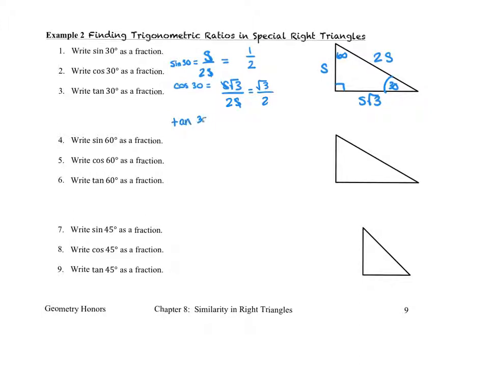Okay, tangent of 30. Tangent of 30 is opposite over adjacent. s over s radical 3. The s's cancel and we get 1 over radical 3, which we can't have. So I need to multiply top and bottom by radical 3. I end up with radical 3 over 3.